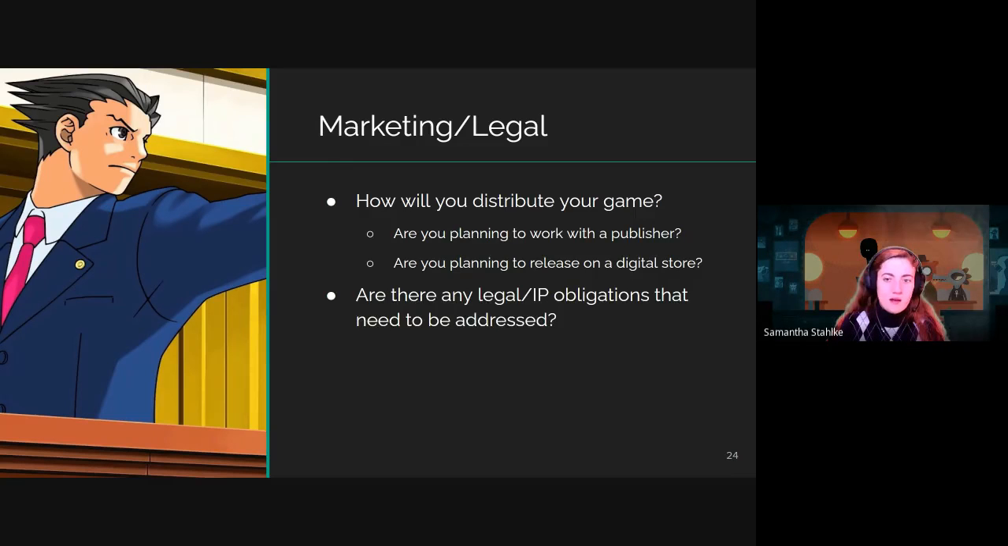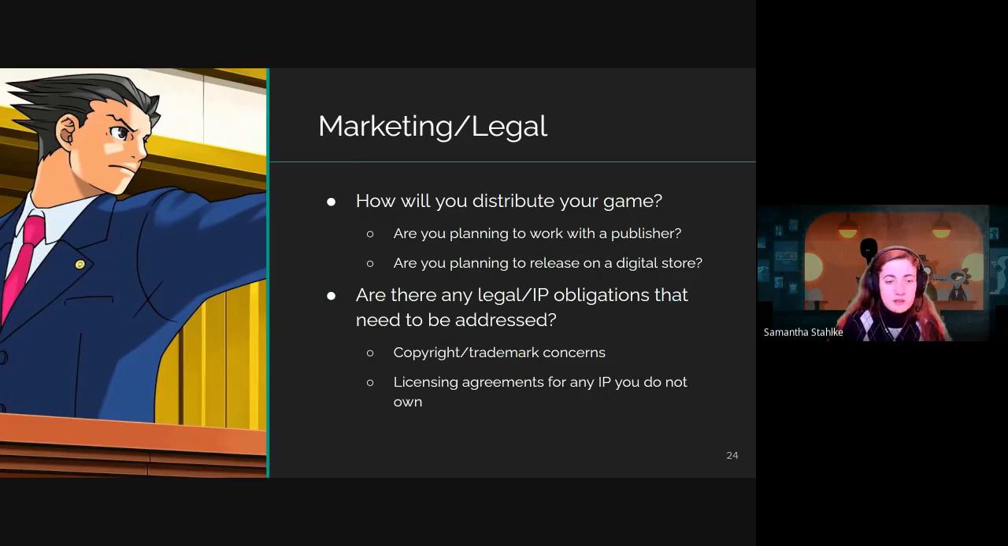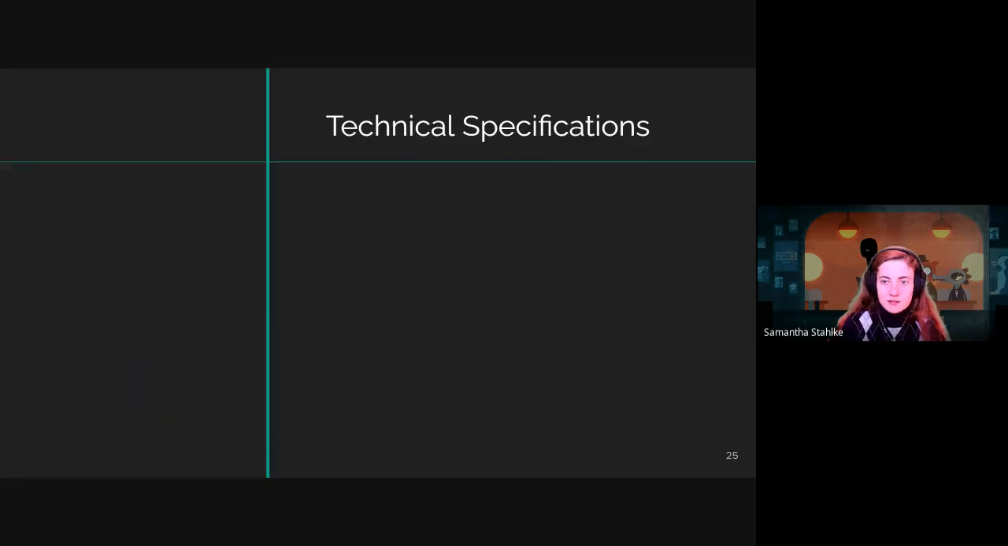So if there are any obligations that you need to address with respect to legal questions or IP, so for example, if you're using any licensed content, or if you're making a sequel to a franchise that was originally developed by someone else, those concerns should be addressed in this section as well. Things like copyright, trademark, and licensing agreements, a reference to those so that your team has a single point of contact to go, wait, are we allowed to do this with these characters, or are we going to get sued? That is something that you want to have referenced in this section of your game design document.